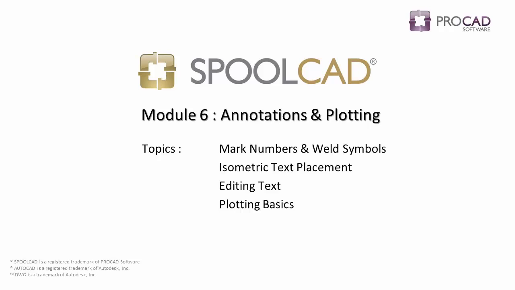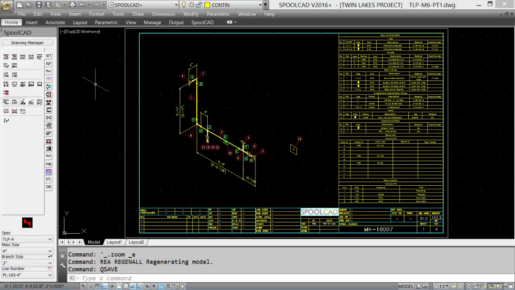Module 6, Annotations and Plotting, covers the following topics: marked numbers and weld symbols, isometric text placement, editing text, and plotting basics. Our first topic in Module 6 is marked numbers and weld symbols. Let's take a look at placing these items onto our drawing.